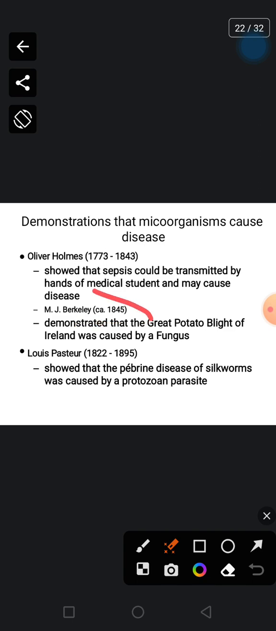The second scientist is M.J. Berkeley, and he studied the great potato blight of Ireland. Ireland is a place where potatoes were being spoiled, and people didn't know why. Then this scientist investigated and observed that a fungus is the cause of that disease. The last scientist is Louis Pasteur, and he showed that the disease of silkworm is due to a parasitic protozoan. In that way, there is proof that microorganisms are the cause of disease.